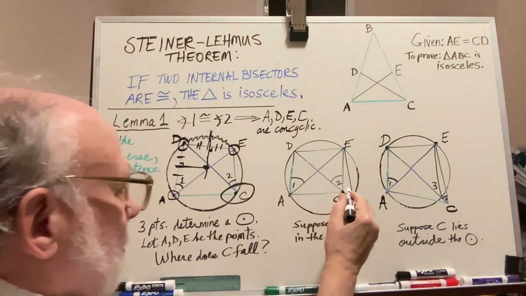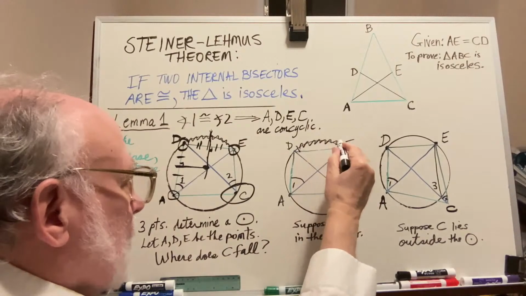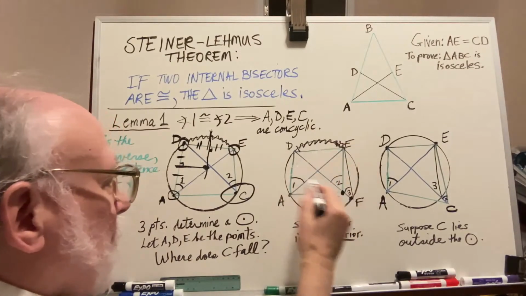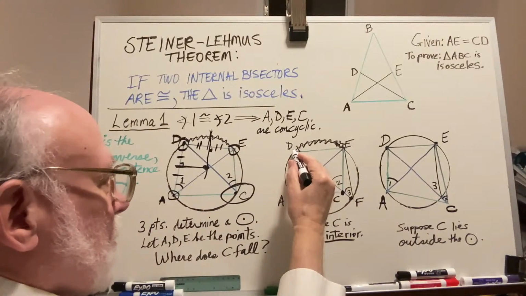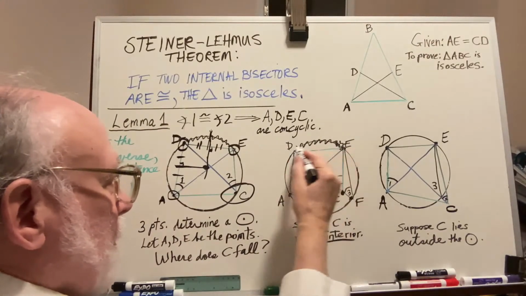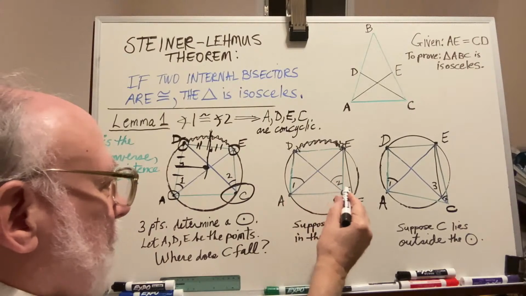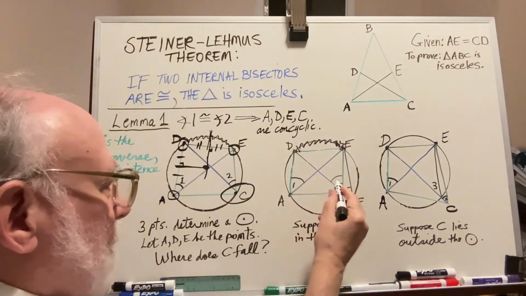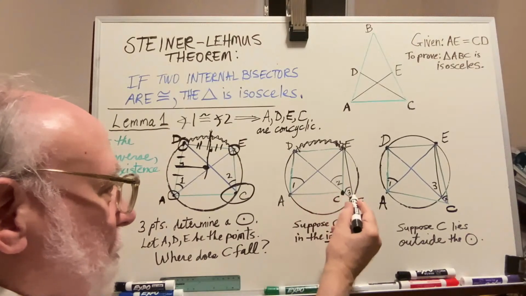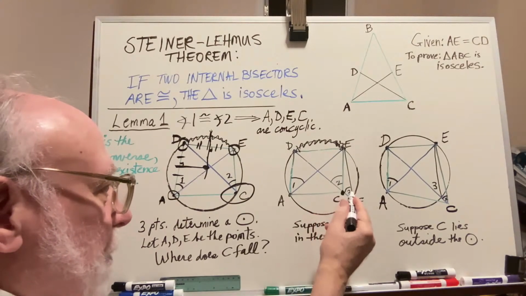But 3 and 1 share an arc. So 3 and 1 are congruent, but 1's congruent to 2, so that's a contradiction. 2 can't be greater than 3.